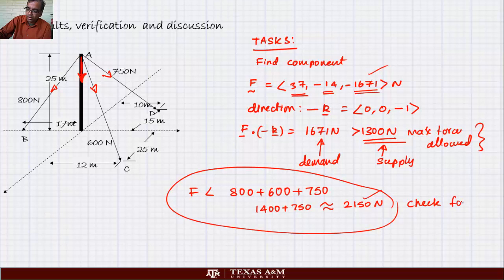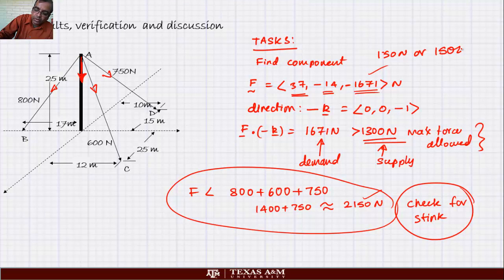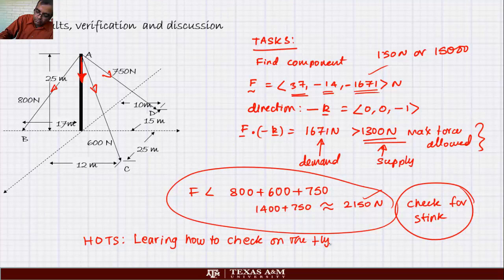For the stink test. What do I mean by stink? If you got 150 newtons or 15,000 newtons, how do you know whether it's correct or not? You just do a crude check, and learning how to do crude checks is a higher order thinking skill. Learning how to check things on the fly is a higher order thinking skill.